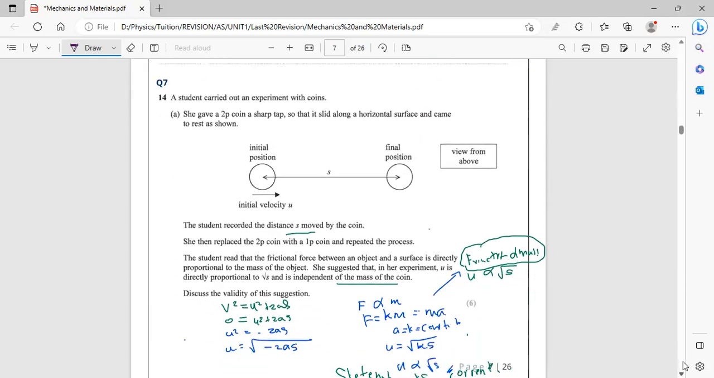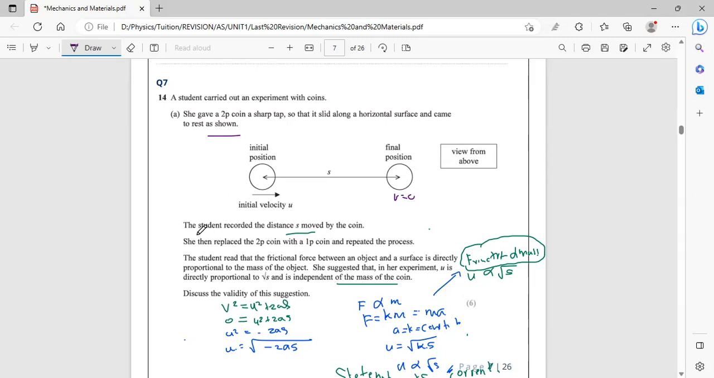Let's move to question number 7. A student carried out an experiment with coins. She gave a 2 pence coin a sharp tap so that it slid along a horizontal surface and came to rest as shown. Initial velocity of the coin is u, and at the final position, when it comes to rest, it has displacement s. The student recorded the distance s moved by the coin.